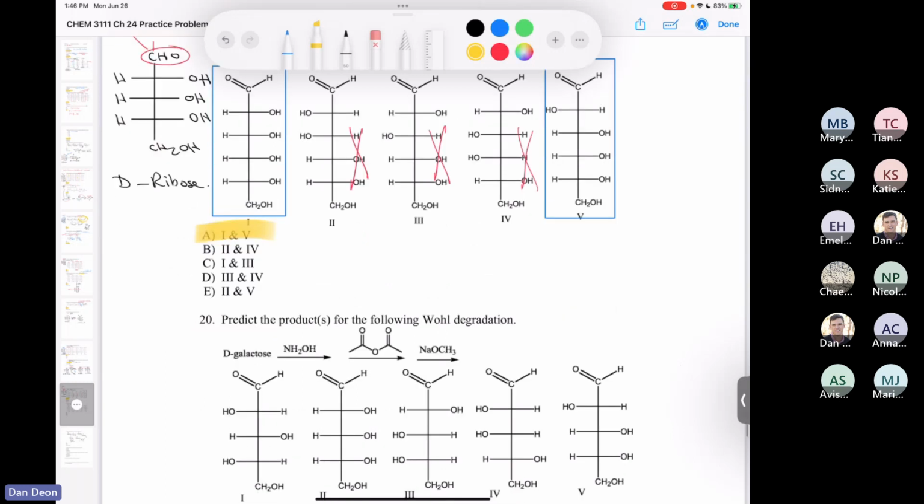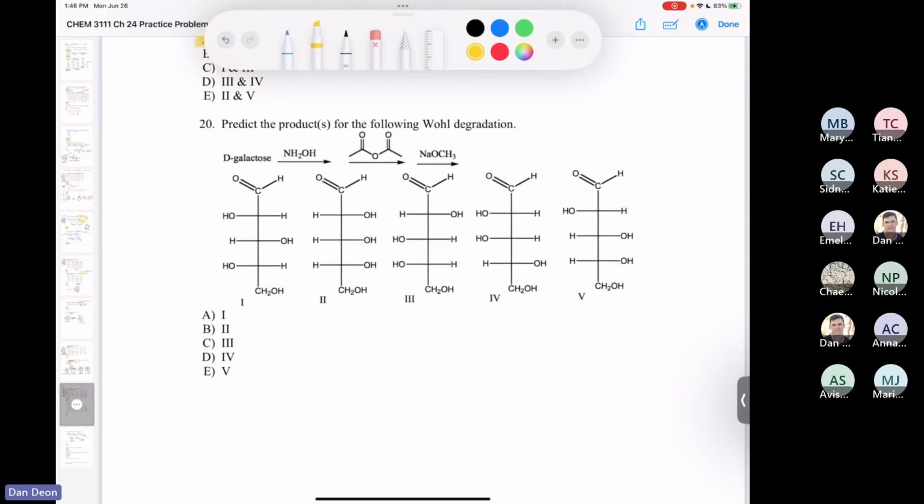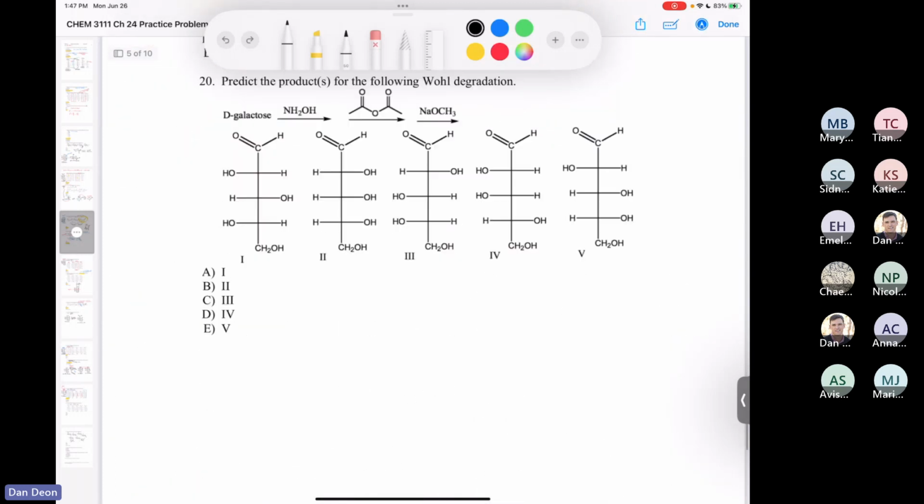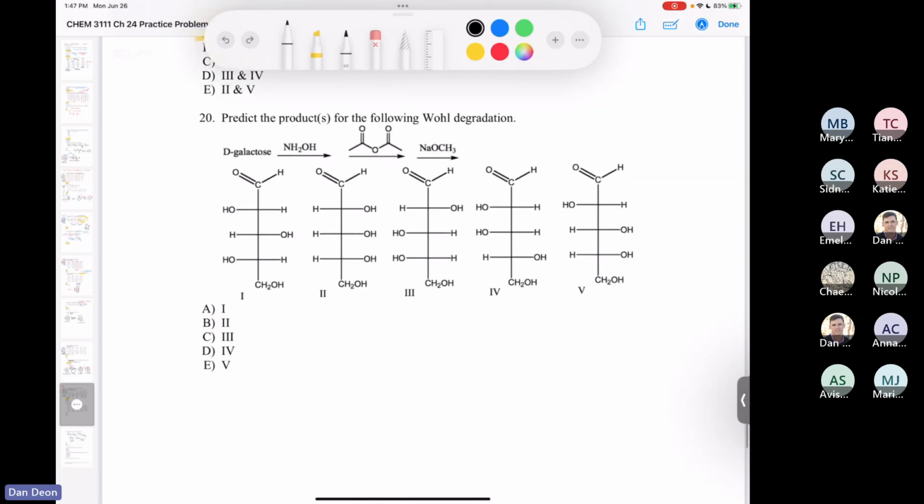Let's move on. Number 20, practically over. Predict the products of the following Wohl degradation. Okay, it's a good German name, the Wohl degradation. So Wohl degradation means we're going to end up removing a carbon. You can see that these are all aldopentoses. So we're going to remove the top carbon of any one of these, right? Or sorry, we're starting with D-galactose. My mistake. I'm getting too far ahead of myself, so that's what I get for doing that. Let's go back and find out where I was. Okay, so let's write down D-galactose. By now you probably have it committed to memory, so we're starting out with D-galactose, which looks something like this.